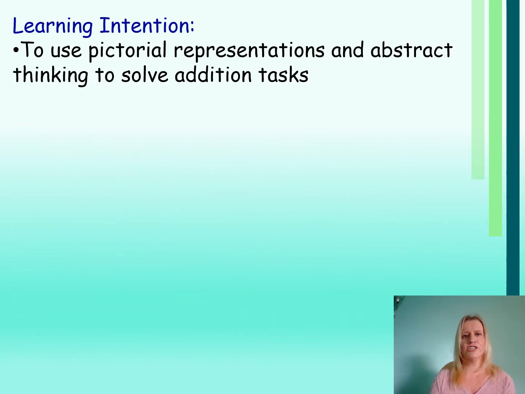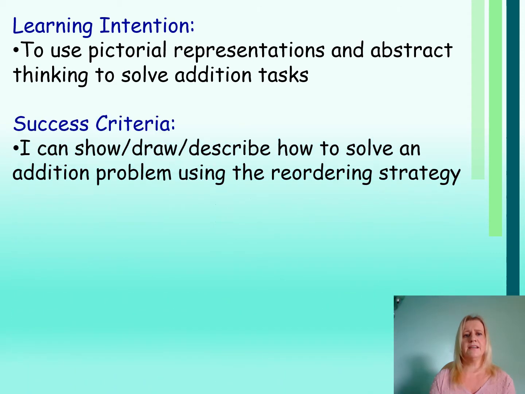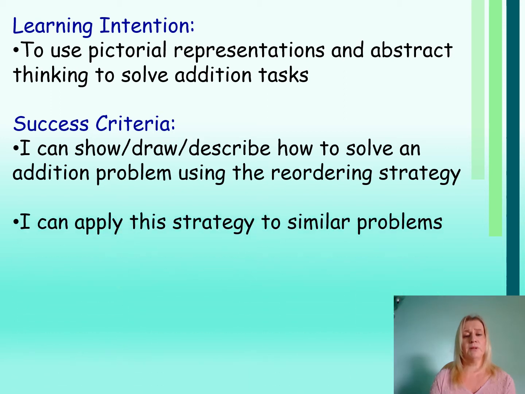Our learning intention today is to use pictorial representations and abstract thinking to solve addition tasks. Abstract thinking is just number sense. It's about knowing how numbers are made. Our success criteria is to show, draw and describe how to solve an addition problem using the reordering strategy, and then to apply this strategy to similar problems.